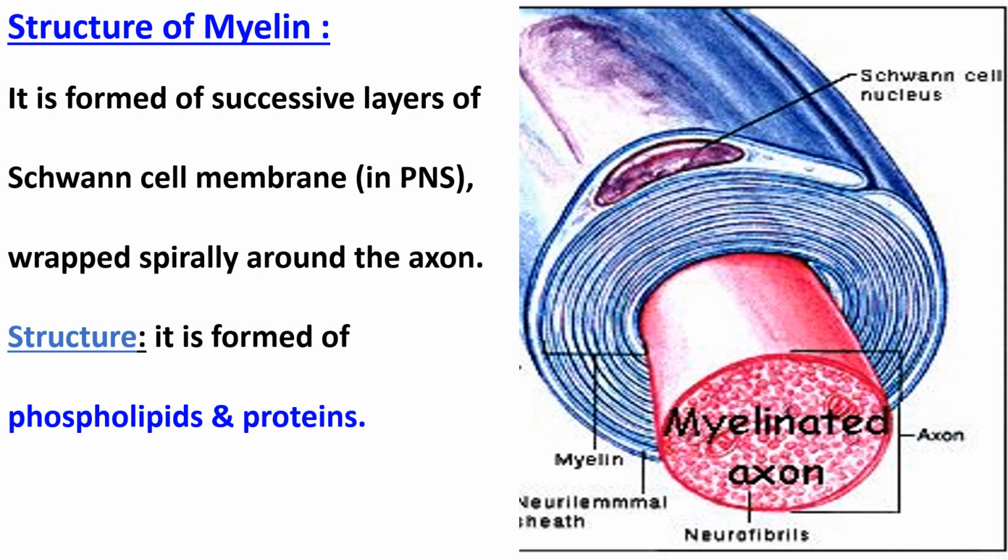So what is the structure of myelin? It is formed of successive layers, يعني طبقات متتالية من Schwann cell membrane, wrapped spirally around the axon, تغلف الأكسون. So its structure is formed of phospholipids and protein. Cell membrane is lipid and proteins.